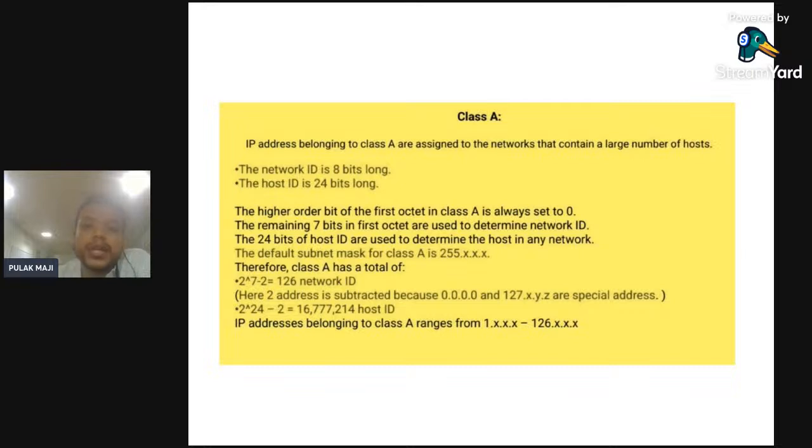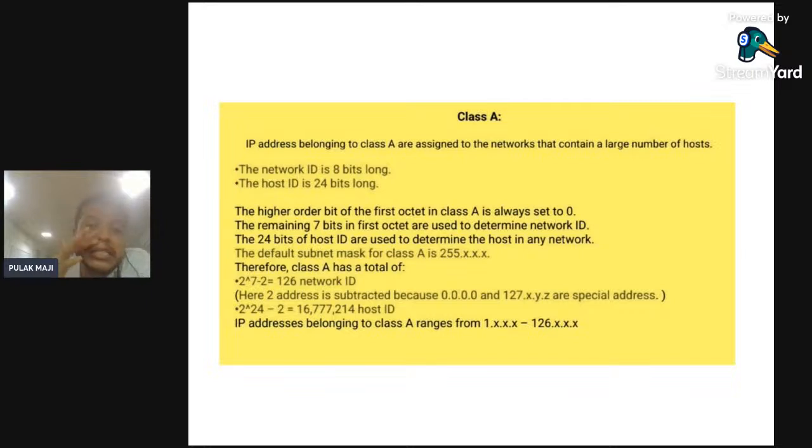Now in the first octet, as I already told you, by seeing the first octet we can easily identify the classes and find out the ranges. So how can we find the ranges and the classes of an IP address? For that, in class A, the first bit is always 0 and it is reserved. You have to remember the first bit is 0 and it is known as the prefix.